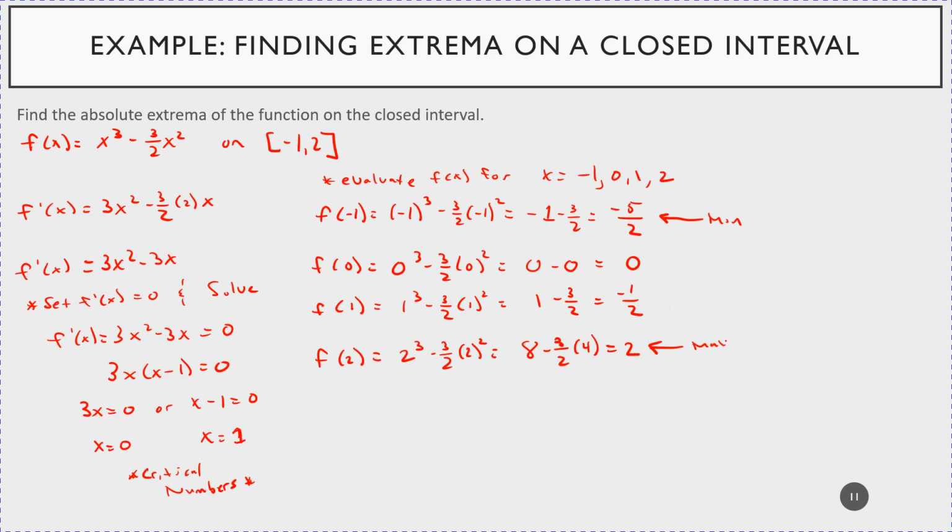So it just worked out that the extrema here occurred at the endpoints, and that's okay. So we have a maximum, which occurs at this value here, 2 comma 2, and then we have a minimum which occurs at this value here, negative 1 minus 5 halves.